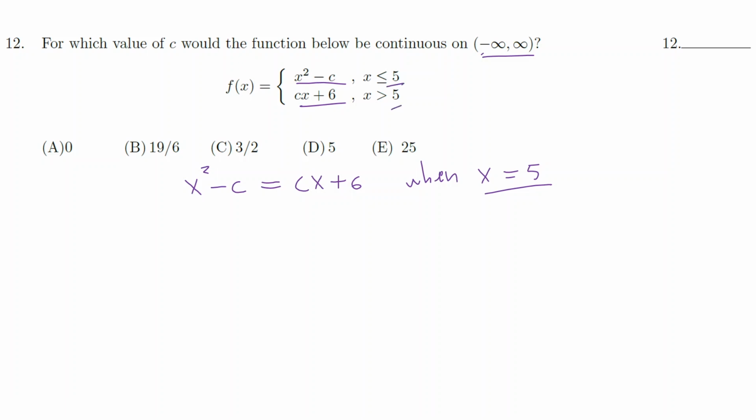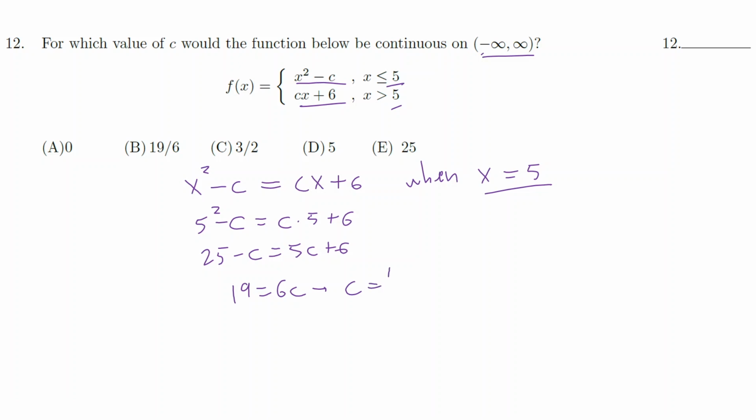So let me just plug in x equal 5 into this. So I got 5 squared minus c equals c times 5 plus 6. So I get 25 minus c equals 5c plus 6. If I rearrange it, I'm going to get 19 equals 6c.